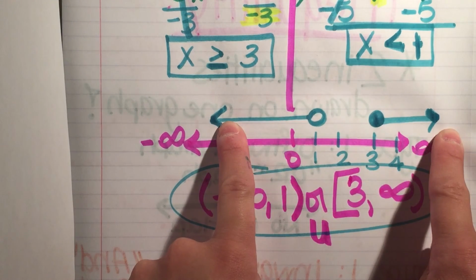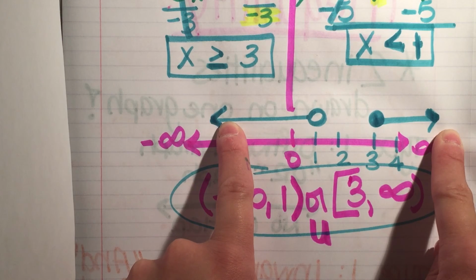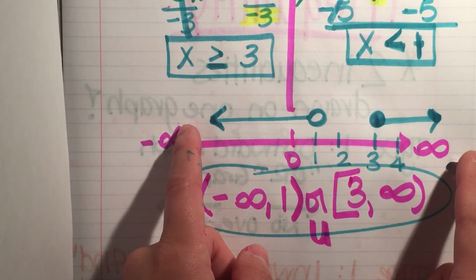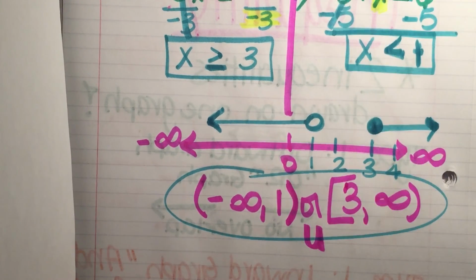This is an outward graph. They're facing outward. It says or, so they don't overlap, and you're all set. Let's try an and problem.